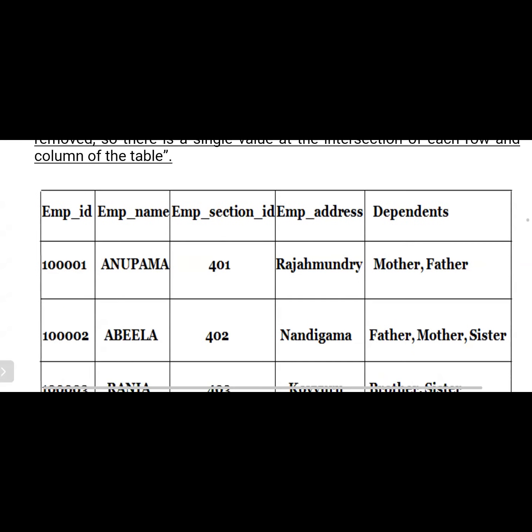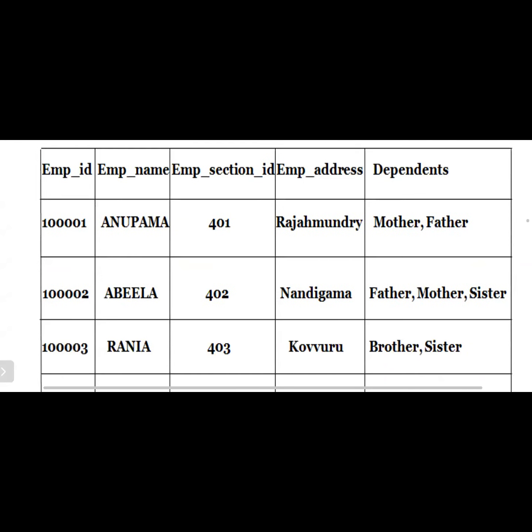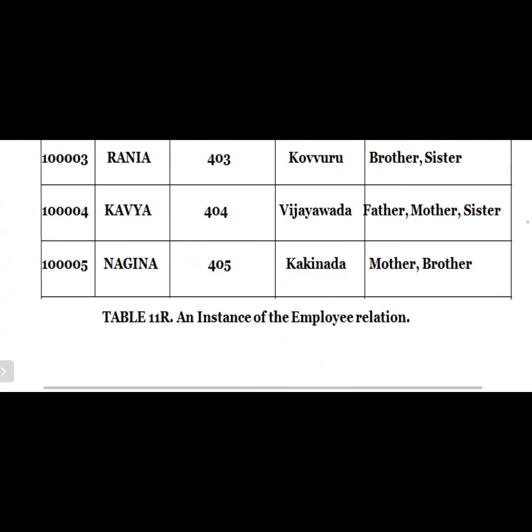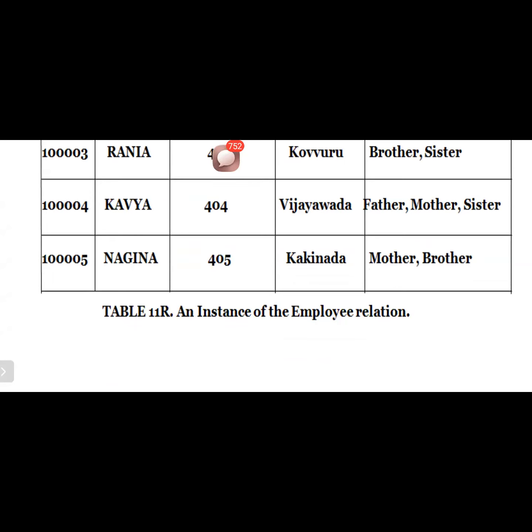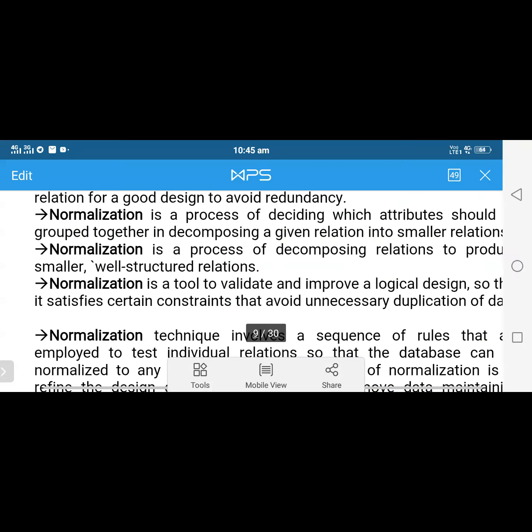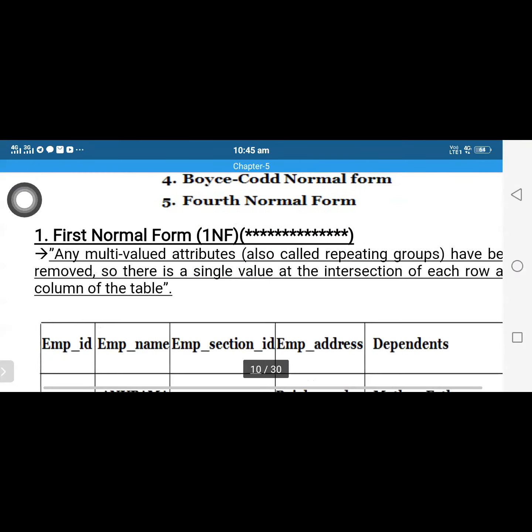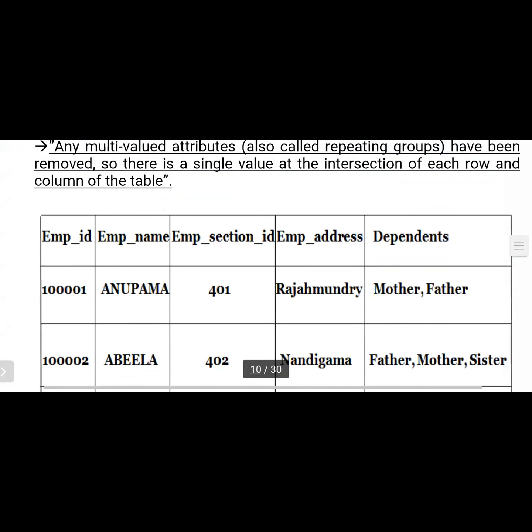If you observe here, 1403 brother, sister, 1404 father, mother, sister, 1405 mother, brother. In this type of table, each and every row or tuple has more than one value assigned in the case of dependents. In the first normal form, we should not accept this. After each comma, the next value will be treated as another tuple.